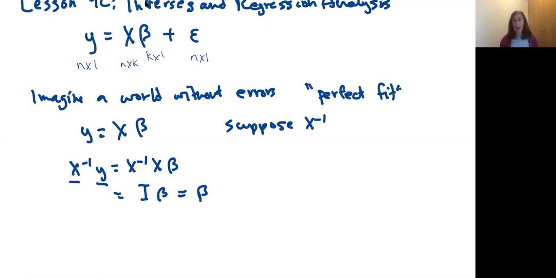Okay, so you might be thinking, well, that only works if X is square, and you're right. If we had a perfect fit, all we would need would be as many observations as we had parameters to estimate. If we were trying to estimate beta 0, beta 1, and beta 2, we would just need 3 observations on X. And so X would be a 3 by 3 matrix, and we could invert it. That's not the world we live in, right?